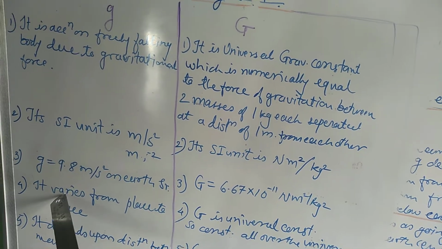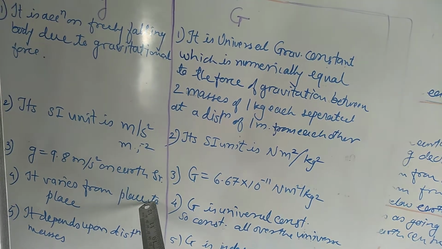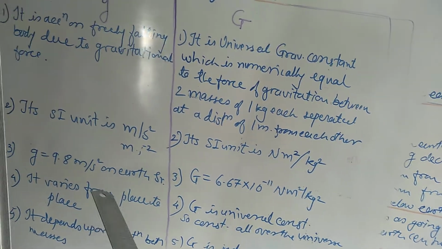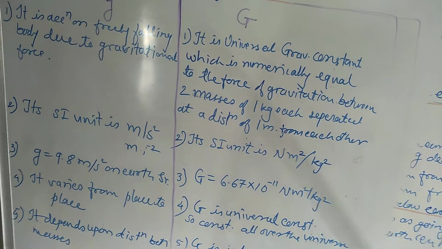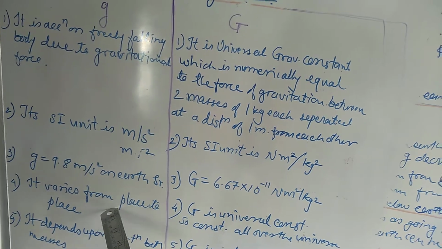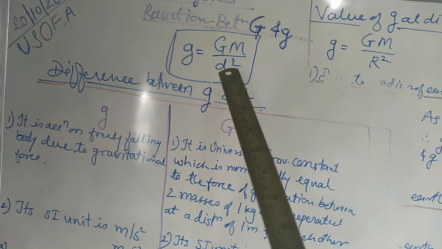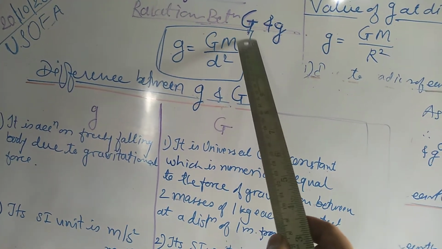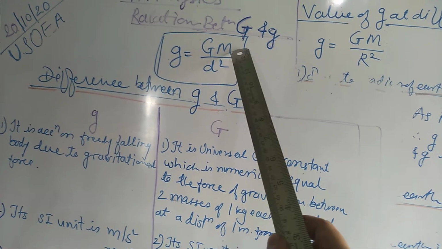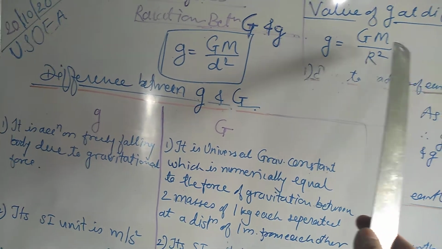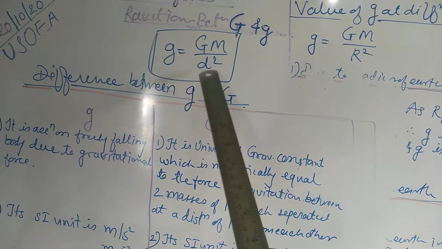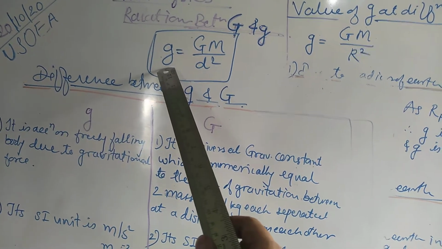We have just seen that g varies from place to place on the earth's surface, above the earth's surface, below the earth, as well as in space or anywhere in the universe. The value of g will vary because g depends on the mass of the earth. As we go to the moon, the mass and radius of the moon will be different, so g will be different for the moon.